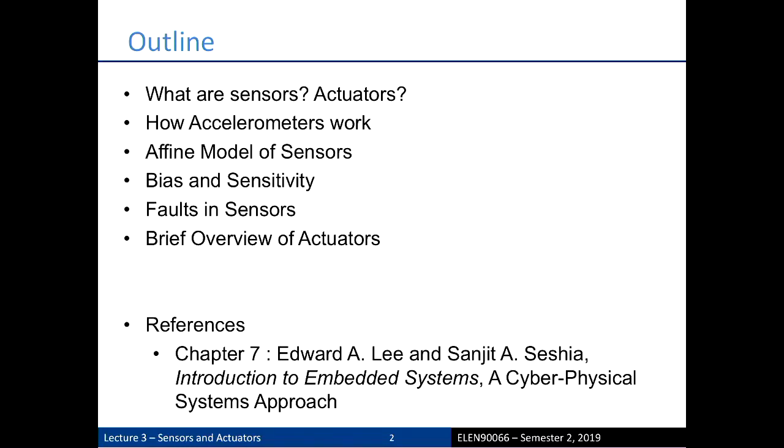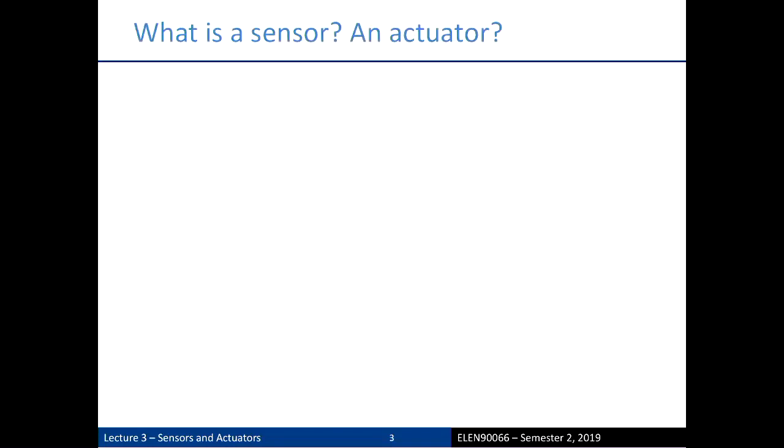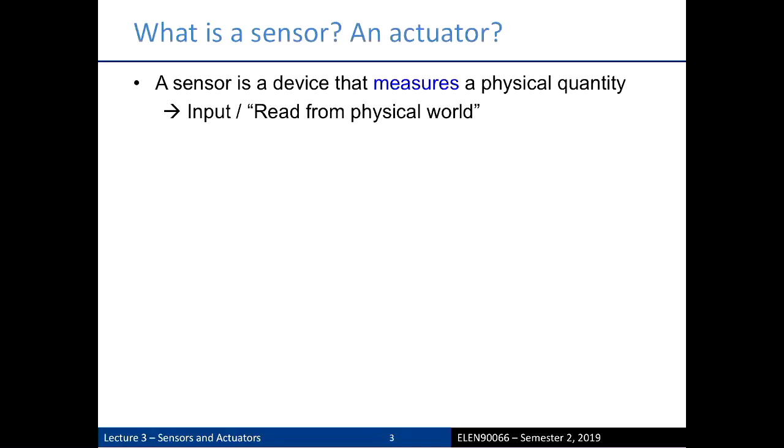Okay, so the reference is the textbook, Intro to Embedded Systems. If you don't have it, please get it online. Chapter 7. So, what's a sensor? Pretty easy. It's like the read operation from the physical world. It measures a physical quantity. Sounds trivial enough. We'll find out that that's a bit of a loaded statement. Physical quantity, what does measure mean, etc.